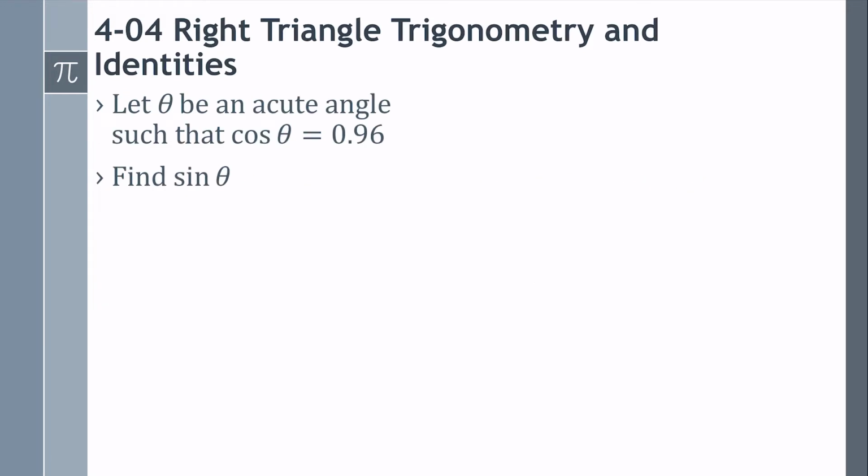All right, let's use some identities to figure some things out. So we know cosine is 0.96. What's sine? So we have to think, do we know an identity with sine and cosine? Sure, a Pythagorean identity, sine squared plus cosine squared equals 1. But cosine is 0.96. You square that, you get 0.9216.